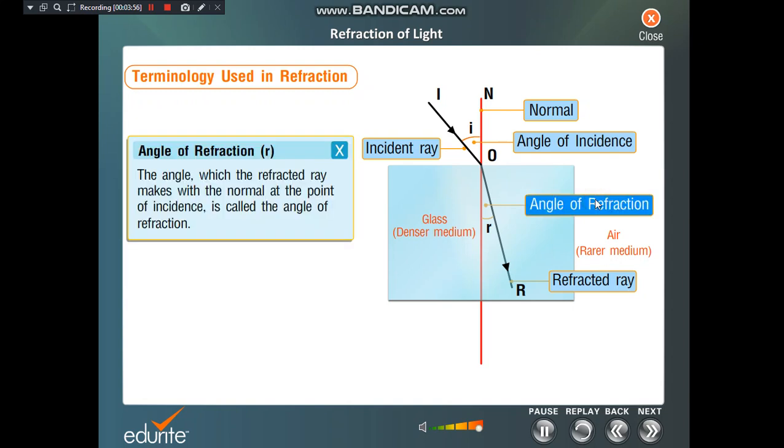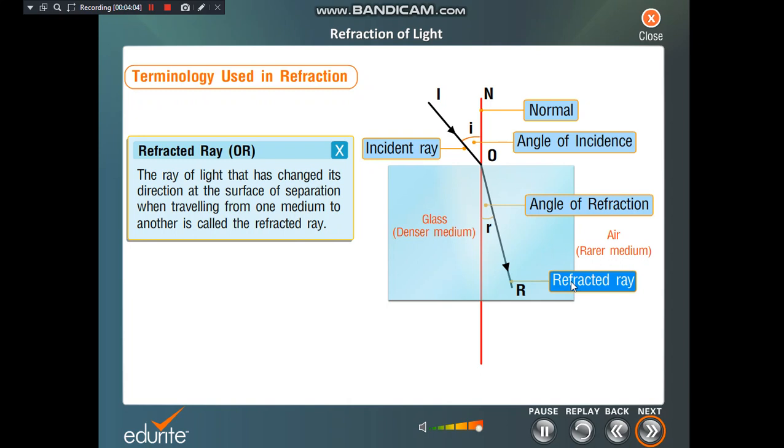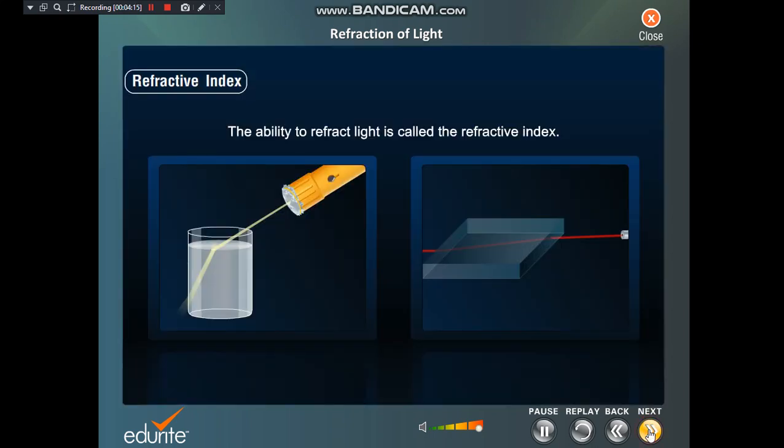The angle which the refracted ray makes with the normal at the point of incidence is called the angle of refraction. The ray of light that has changed its direction at the surface of separation when traveling from one medium to another is called the refracted ray. The ability to refract light is called the refractive index.